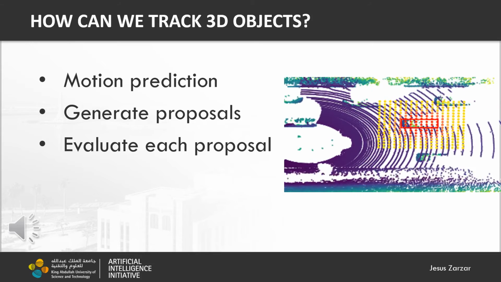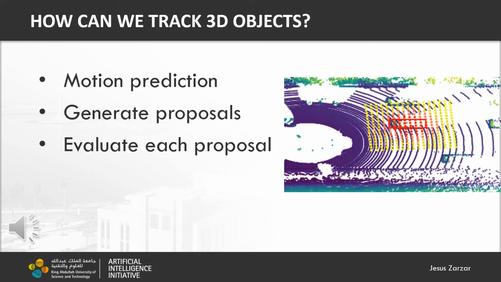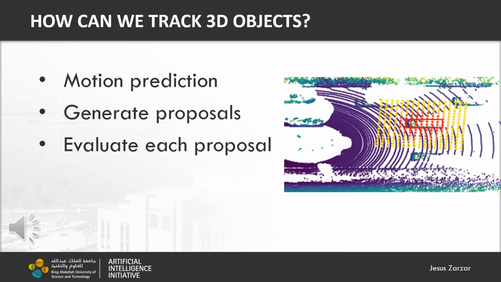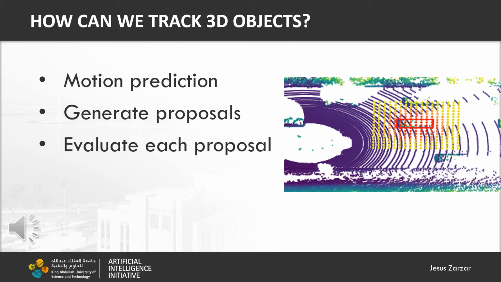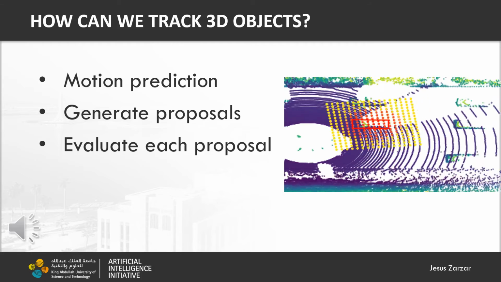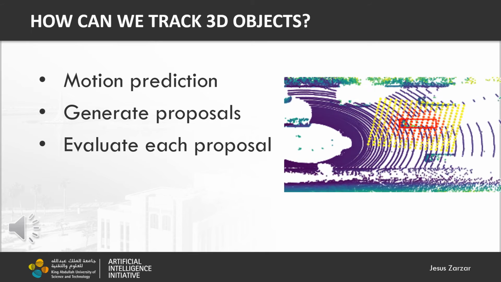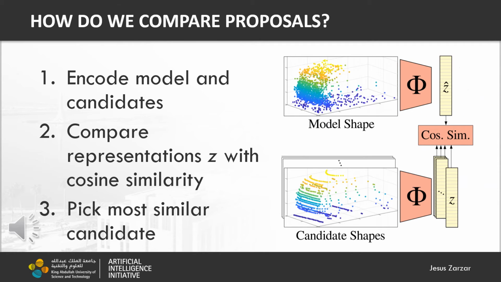Thus, a simple motion prediction algorithm based on Kalman filtering is employed. A grid of locations and rotations around the predicted future location is then used to generate a set of candidate objects at the possible locations where the model object could be found. In order to pick the right candidate, we can use a similarity metric between a low-dimensional representation of each of the candidates and that of the model object. This is known as a Siamese network.